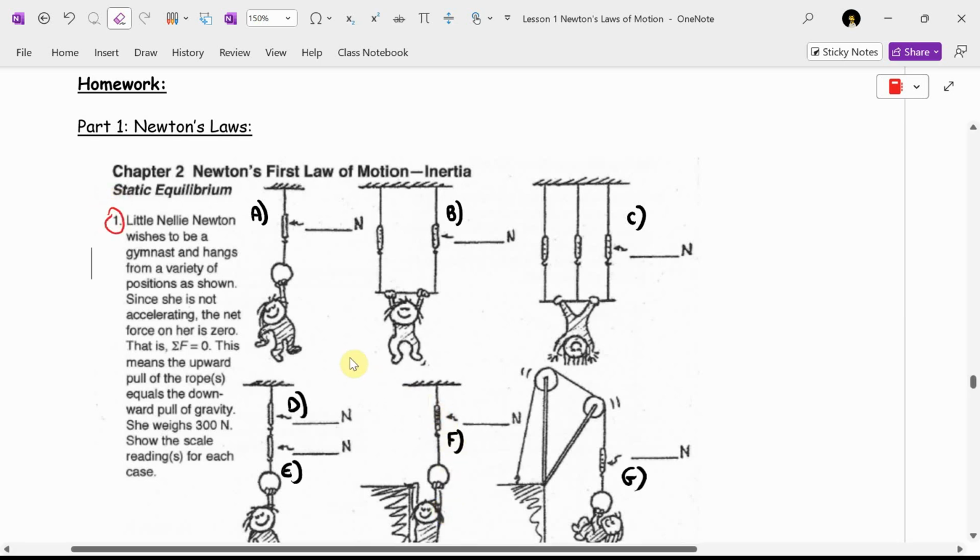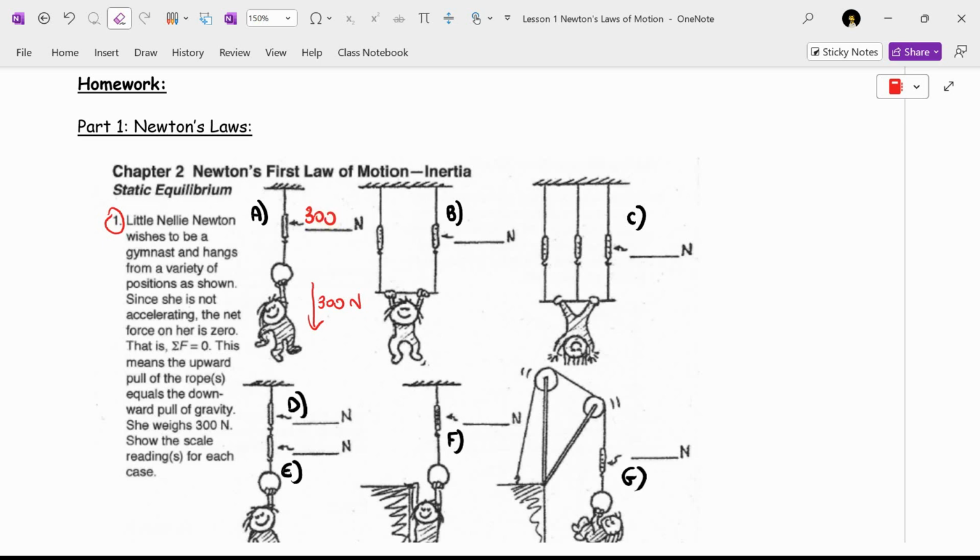Number 1 says, little Nellie Newton wishes to be a gymnast. It says she weighs 300 newtons. In other words, gravity is pulling down with 300 newtons. Is she accelerating downwards in the picture? Say no. Is she accelerating upwards in the picture? Say no. So that means the forces are balanced. How hard must the rope be pulling up in picture A exactly as a number? Got to be 300 newtons.